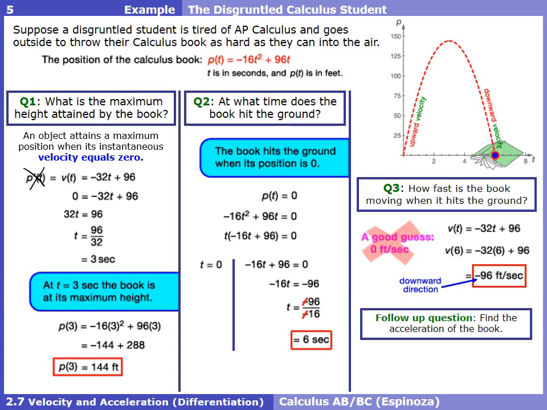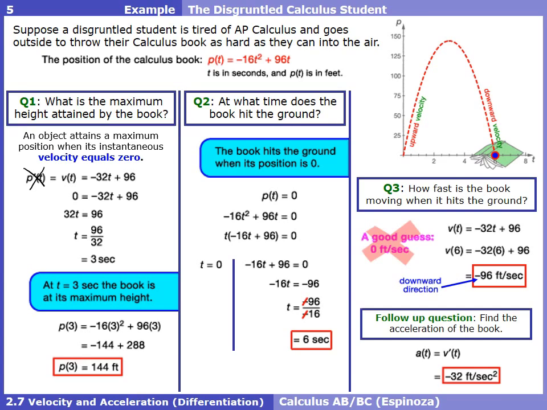One last little follow-up question. We want to find the acceleration of the book. Keep in mind, to find acceleration, we need to take the derivative of velocity. And to take the derivative of velocity in this case, it's nice and quick. The derivative of velocity is negative 32.